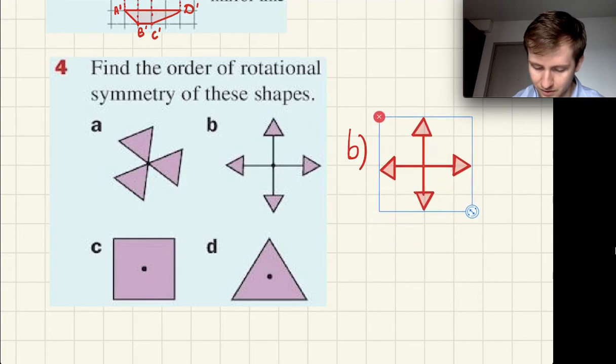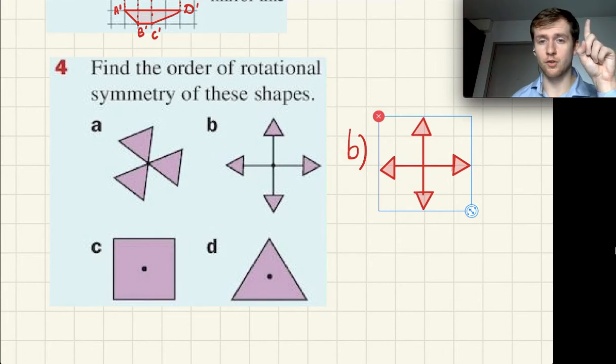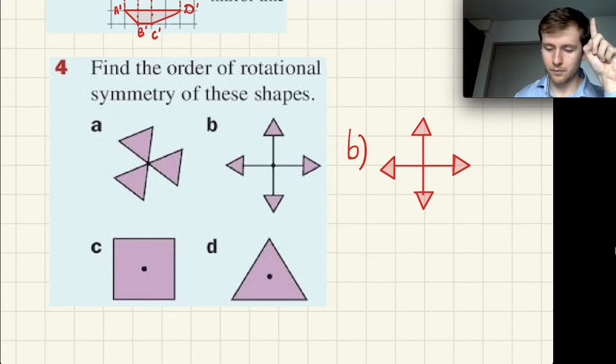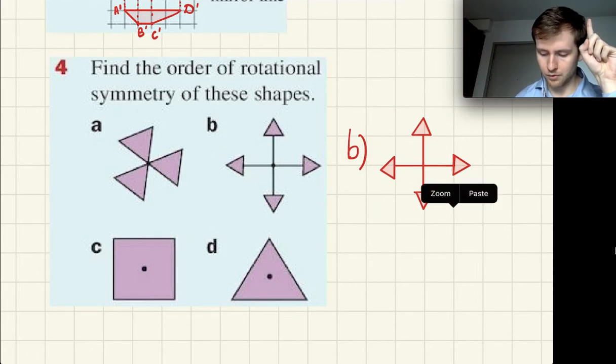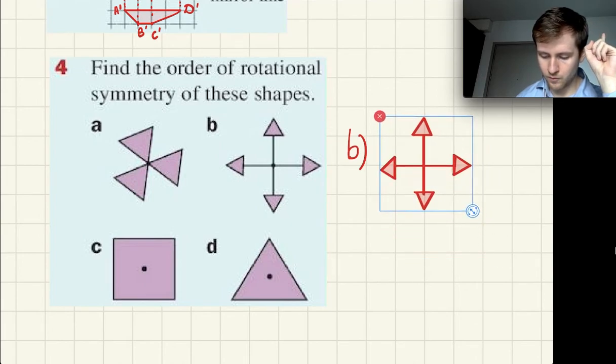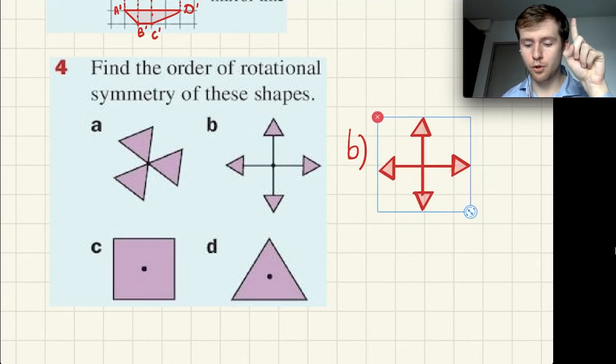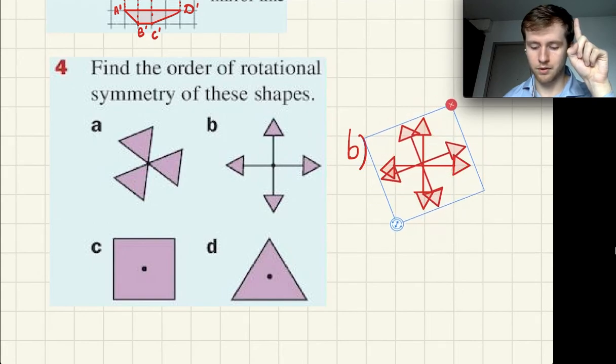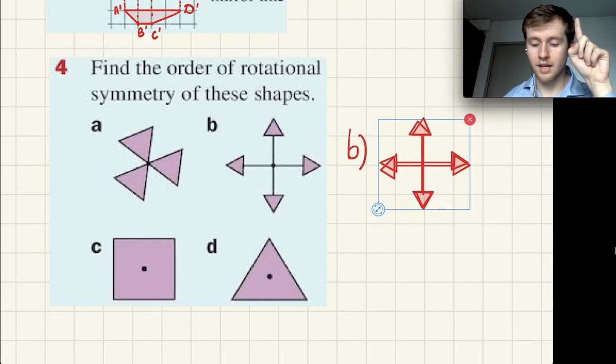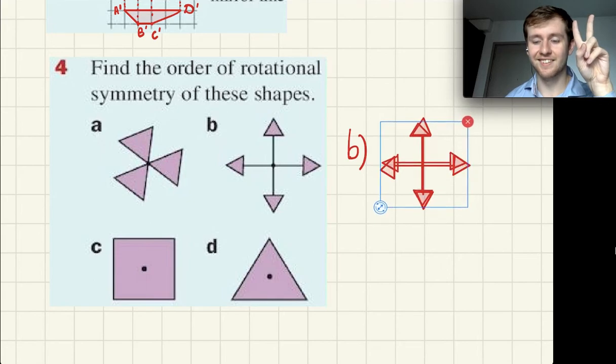Okay, so let's fit it, and let's rotate it. We start, and there's already 1, so 1 time it fits. Then we keep rotating it, rotate, rotate, rotate. Here, it should fit itself. So it should be 2.